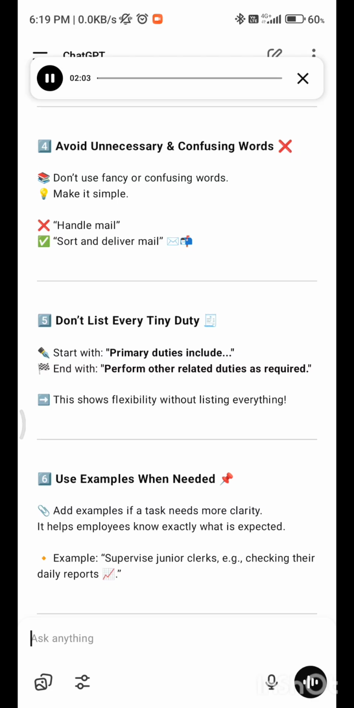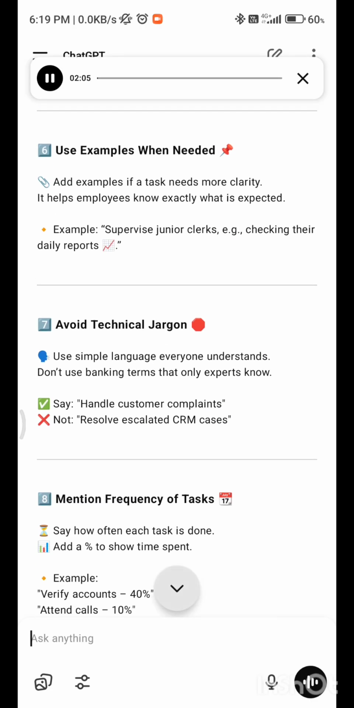6. Use examples when needed. Add examples if a task needs more clarity. It helps employees know exactly what is expected. Example, supervise junior clerks, e.g., checking their daily reports. 7. Avoid technical jargon. Use simple language everyone understands. Don't use banking terms that only experts know. Say, handle customer complaints, not resolve escalated CRM cases.